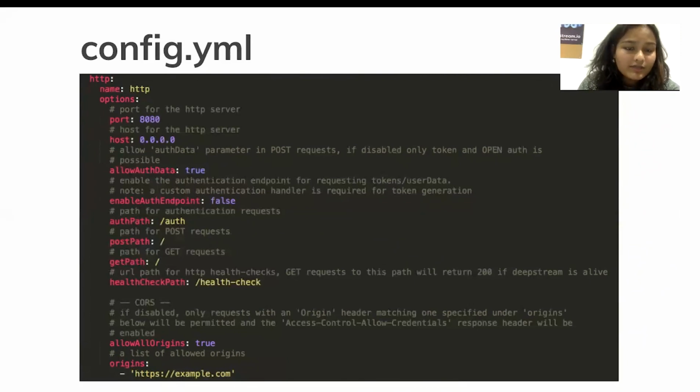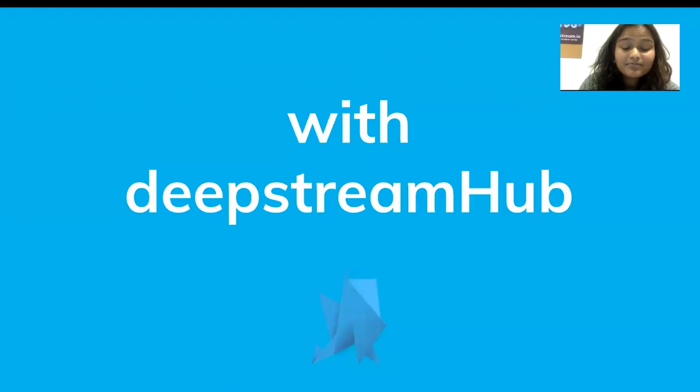So we now know how the config.yaml file works, but what happens in Deepstream Hub? Now things are generally easy when you come to Deepstream Hub, right?